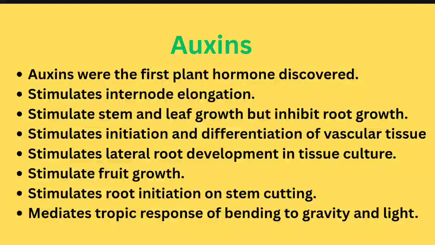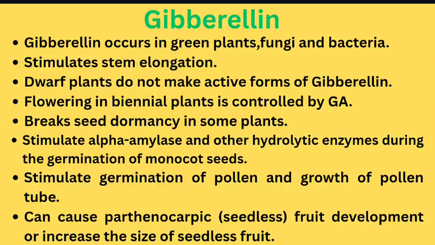And the last function is that auxin mediates the tropic response of bending to gravity and bending to light. So if auxin is present in the plant, it can bend according to gravity, and it can bend according to the light. It means the phototropic response and geotropic response are due to auxin only. Understood?